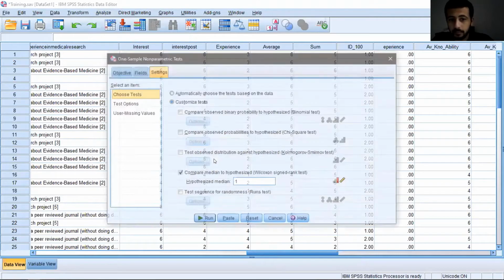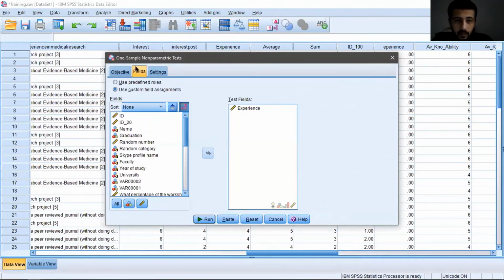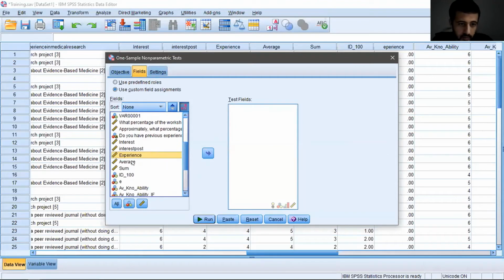One sample. I need one sample. What do you want to take? Let's take the sum. I have one sample, and it's not normally distributed, so I need to test it with a non-parametric test. And I have something else, which is the median, not the mean. Remember that when I'm comparing it, I need to compare.